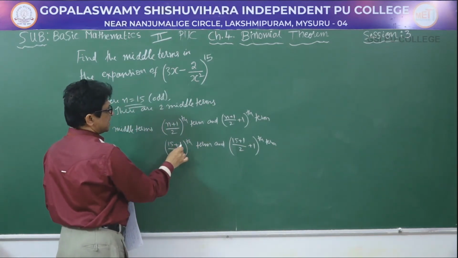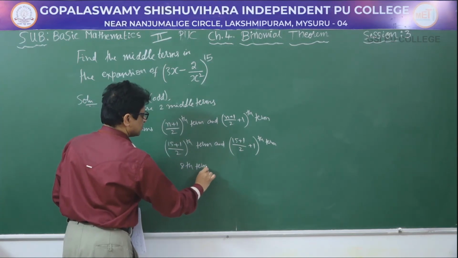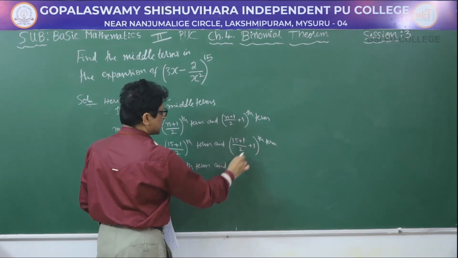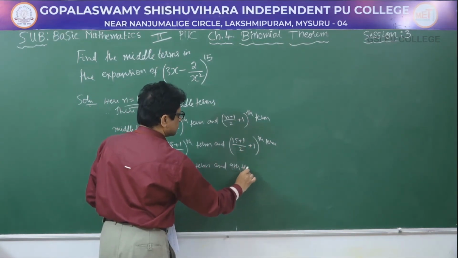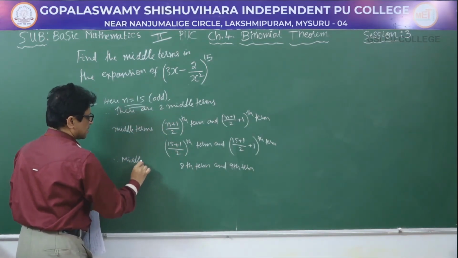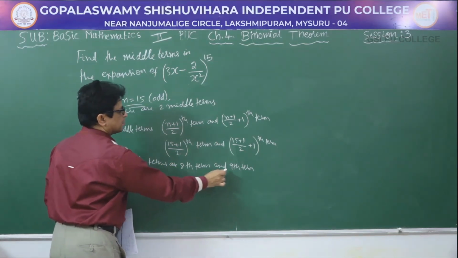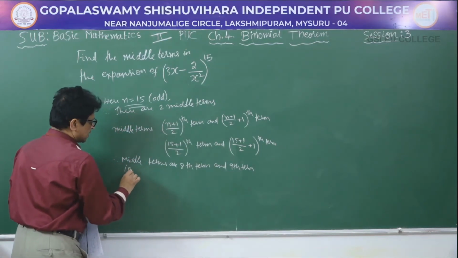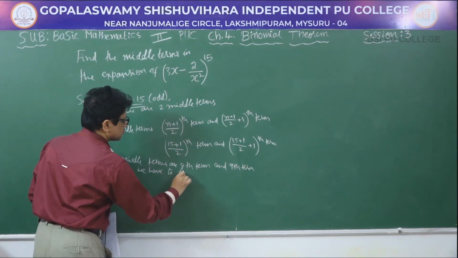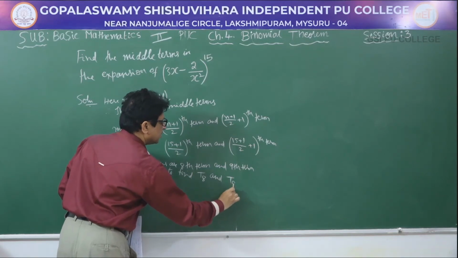So, 15 plus 1 is 16. 16 by 2 is 8th term, and 15 plus 1 is 16, 16 by 2 is 8, 8 plus 1 is 9th term. Therefore, middle terms are 8th term and 9th term. That is, we have to find T8 and T9.